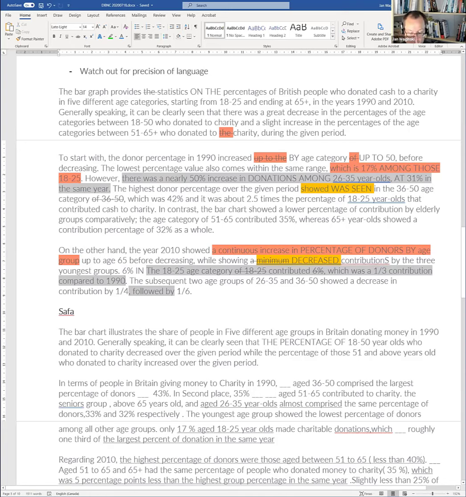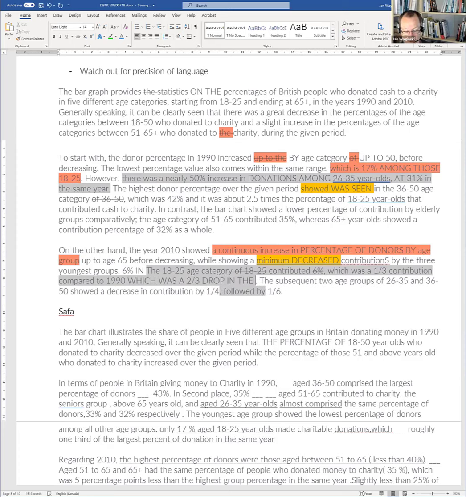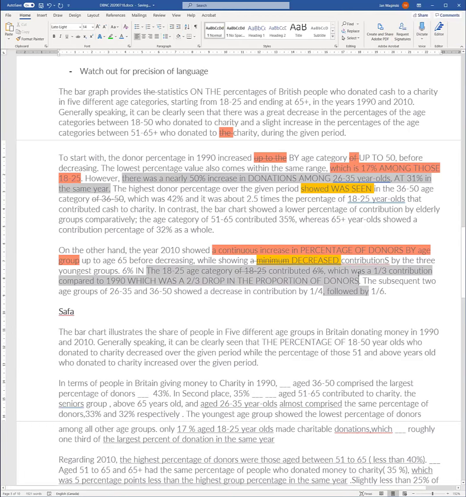To be really precise, you have to use language like this, which was a two-thirds drop in the proportion of donors. Does that make sense? It was a two-thirds drop in the proportion of donors. That's the only thing we know. So you rearrange just a few words. 2010, right? Yeah. The proportion.